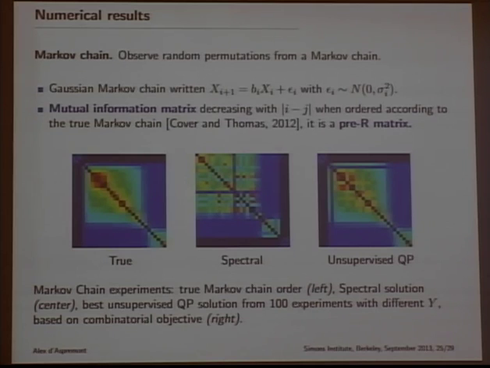And so, well, we can do some simulations. So this is a very simple Markov chain, the true mutual information matrix. We obviously randomly permute the observations. And this is the solution you get from the spectral algorithm. And this is the solution you get from the QP relaxation. And with the QP, you can try many, many instances because there is a random element to it, and just keep the one with the best objective. So this is the best out of 100 experiments. And you see that the way it looks is very similar to the true one. That's a kind of nice and intuitive example.